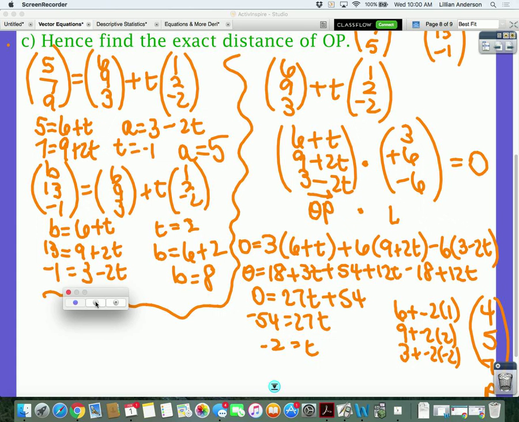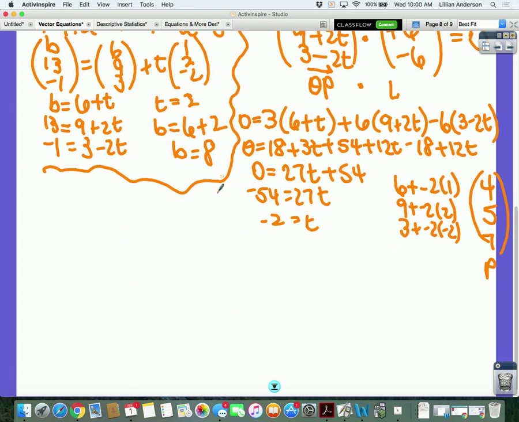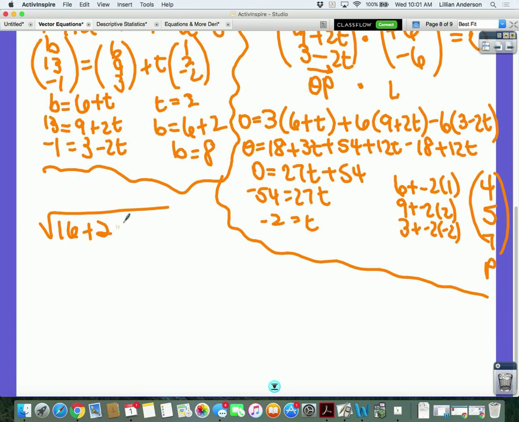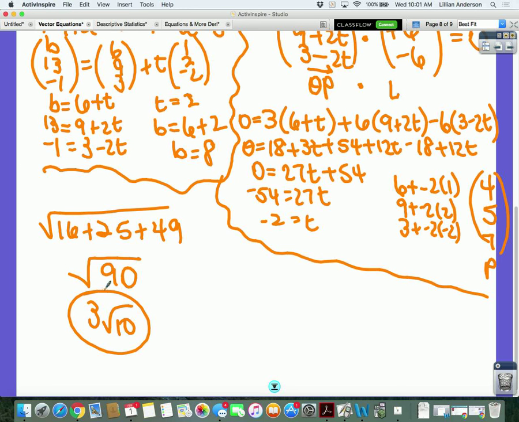So we're going to find the exact distance of OP. How do you find distance? The magnitude. And so since we already have the value of P, we're going to take those and plug it in. 90, which simplifies to be what? 3 root 10. And this is a non-calculator problem, so you would leave it like that.